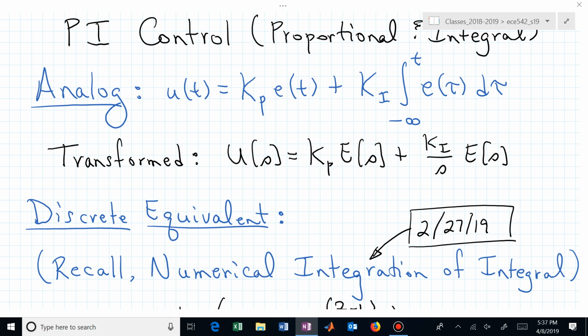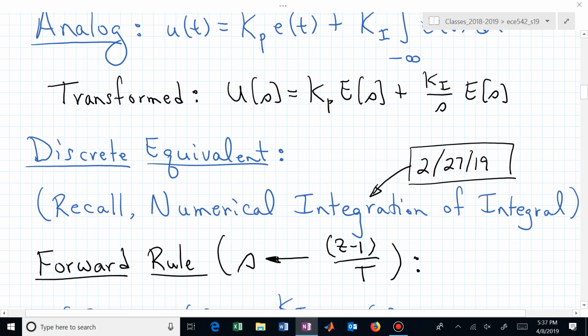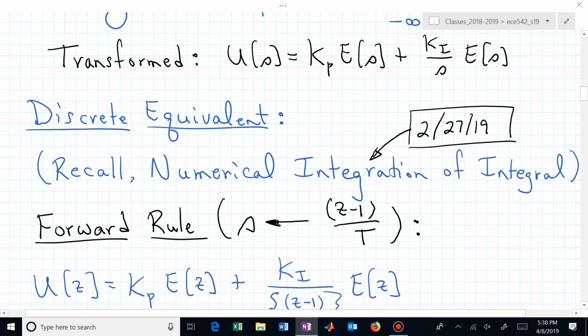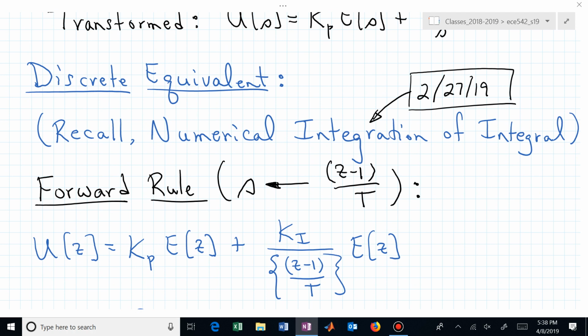And there's all sorts of ways of finding discrete equivalence. Let's just use one that actually gives us a fairly straightforward discrete equivalent. Maybe that title is misleading, saying discrete equivalent. People think all of these are equivalent. No, it's just a discrete form of the analog version that we had before. Now we're going to use the forward rule and replace S everywhere, and it only appears once, with this expression z minus 1 over T.